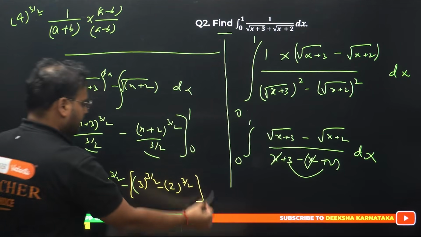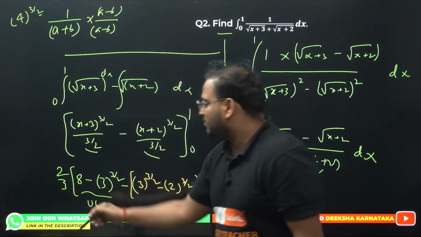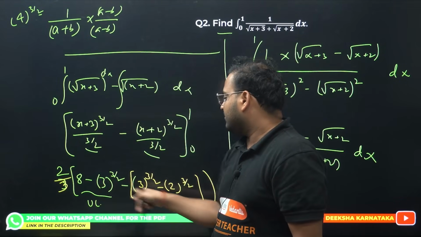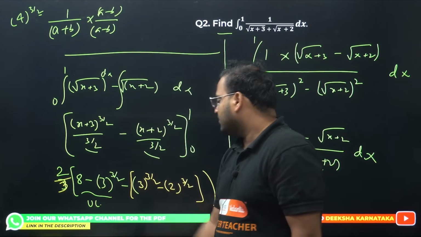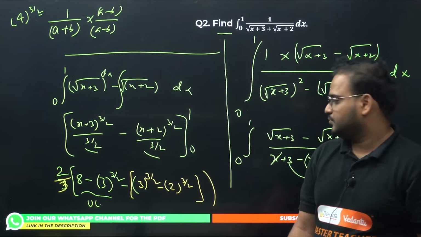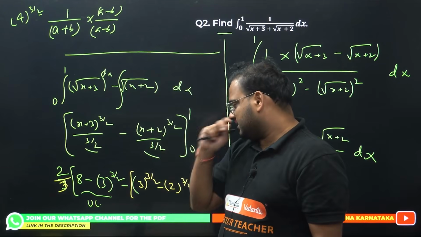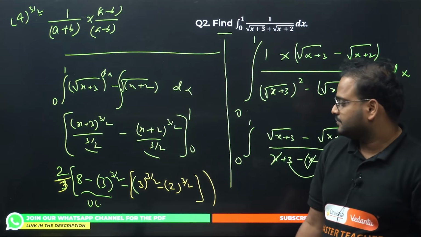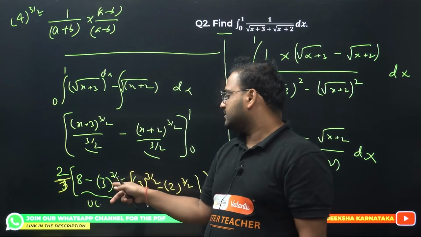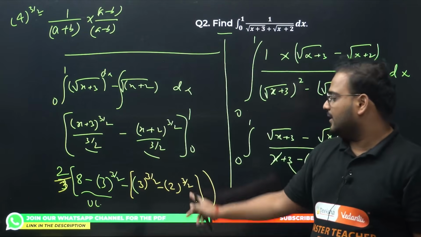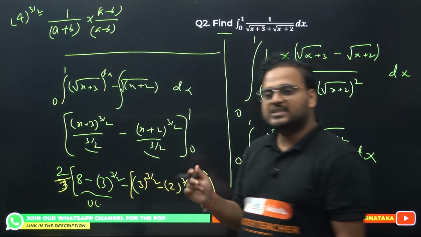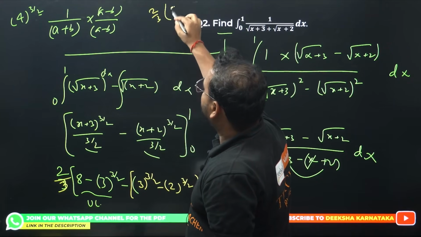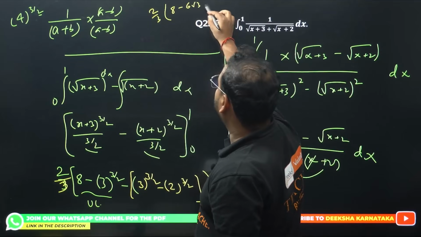Simplify this whole thing now. This is your answer. 2 by 3 times 8 minus, we have the same term coming over here, 2 times 3 power 3 by 2, and we have plus 2 power 3 by 2. It becomes 6 root 3 and 2 root 2, right? I think the answer is 2 by 3 times (8 minus 6 root 3 plus 2 root 2).